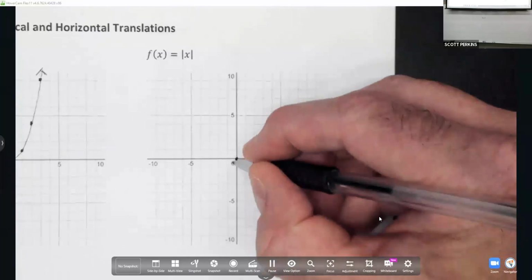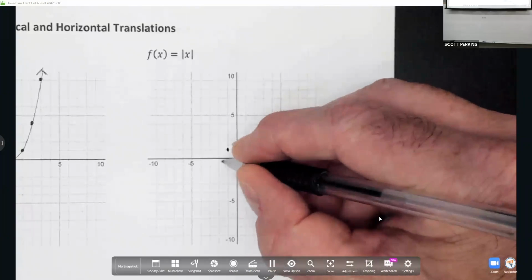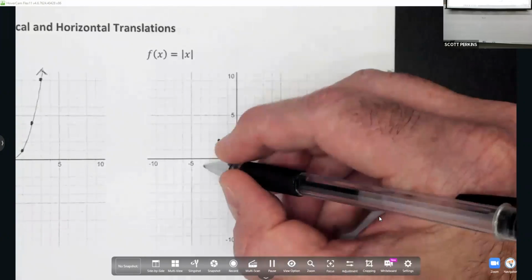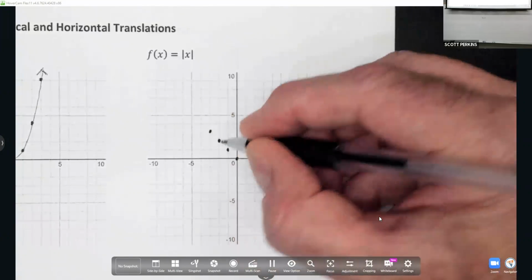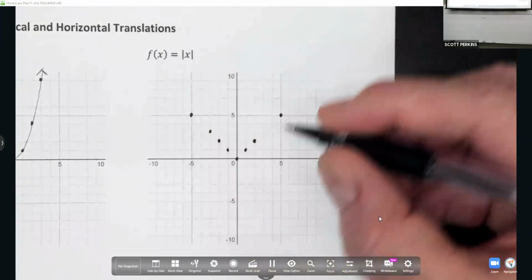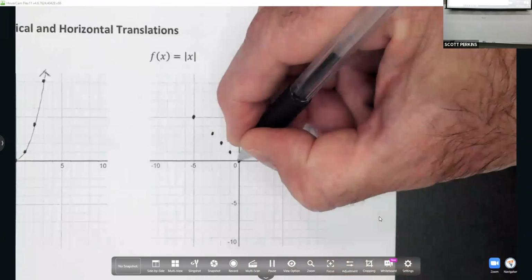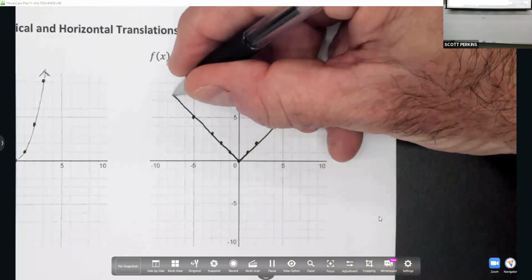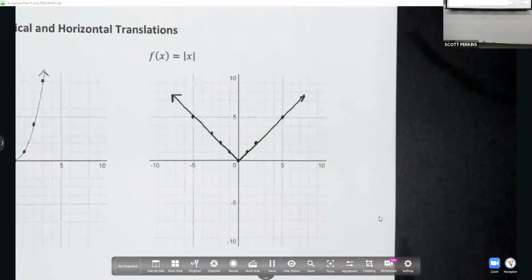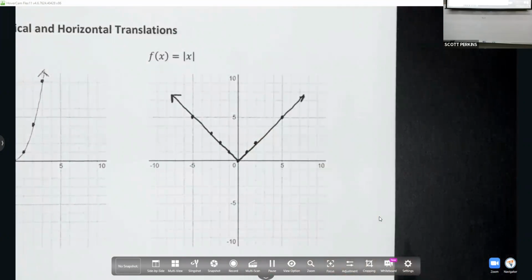If I go backwards, absolute value of negative 1 is 1. Absolute value of negative 2 is 2. Absolute value of negative 3 is 3. And you can do this as many times as you want. It's very relaxing. And so the absolute value is a V. Not too bad. I'm doing pretty good. Before I move on again, any questions, comments, concerns about the absolute value graph?